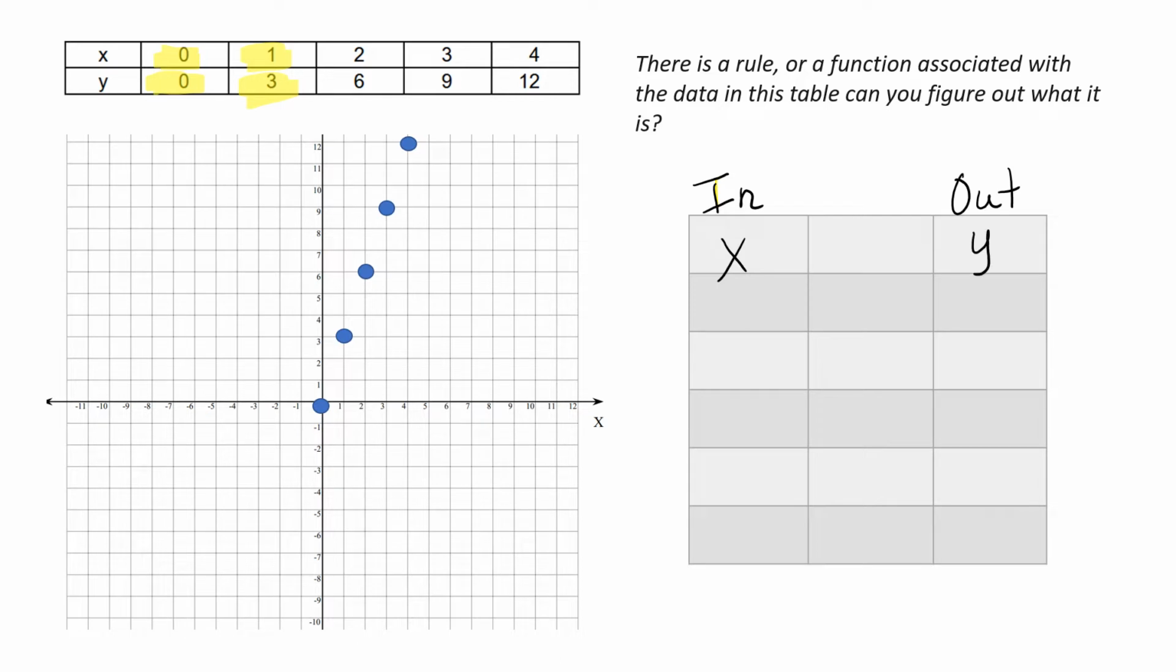Now they've chosen just random numbers: 0, 1, 2, 3, and 4. Now they're saying that when x is 0, y is 0. When x is 1, y is 3, 6, 9, 12. You get the point. Now in this middle section here, something is telling the x to change. It is changing the x, but what's happening? Well, how do we figure that out?